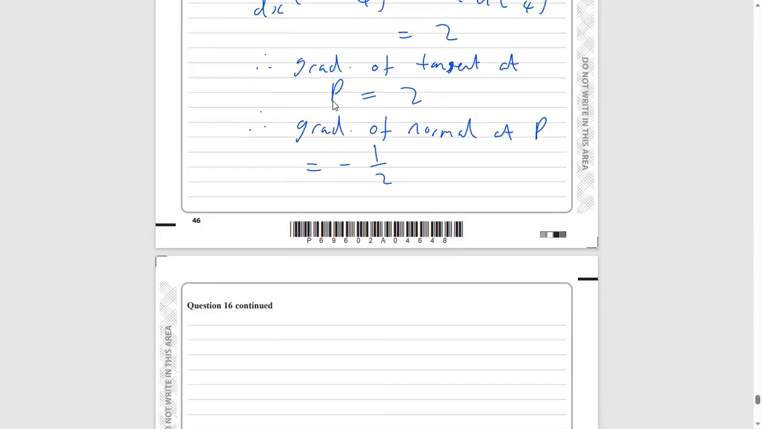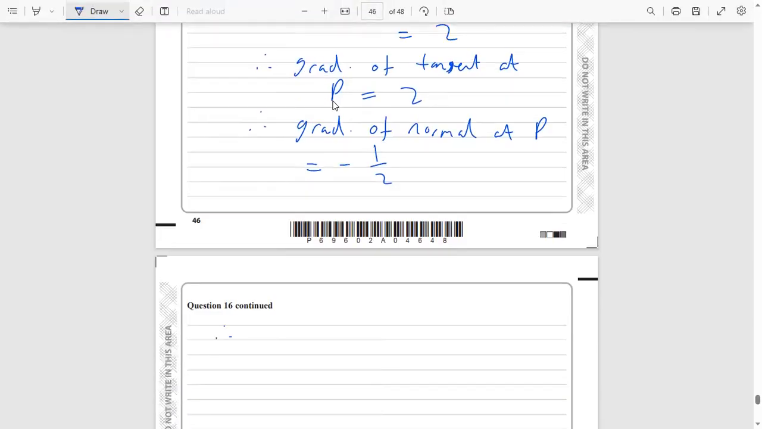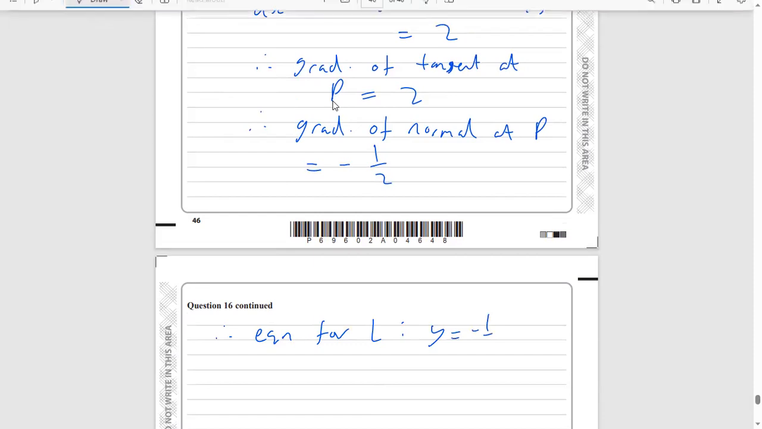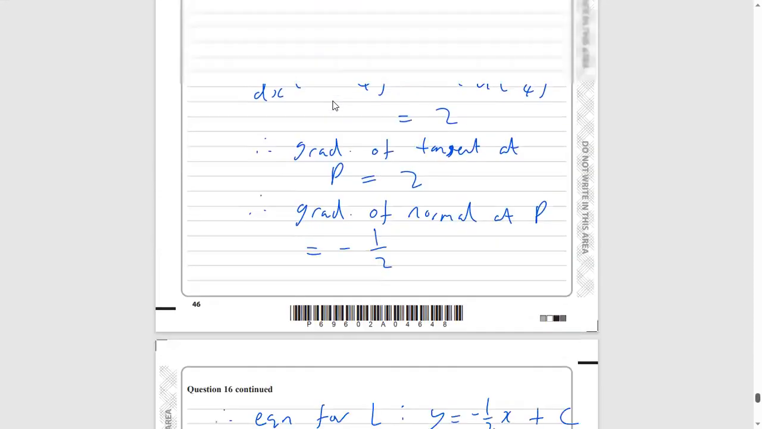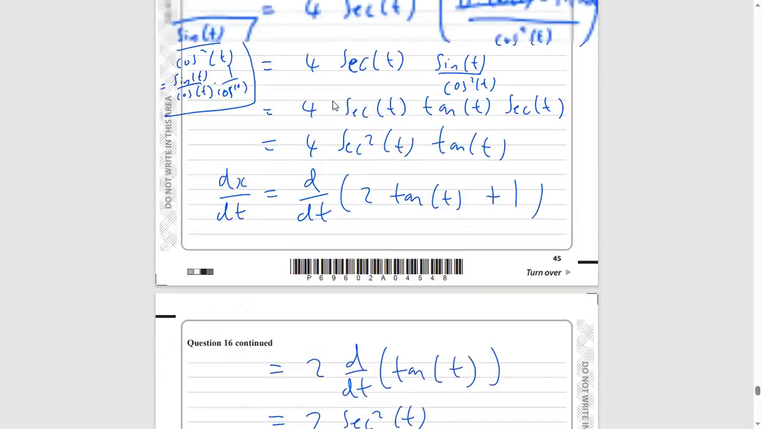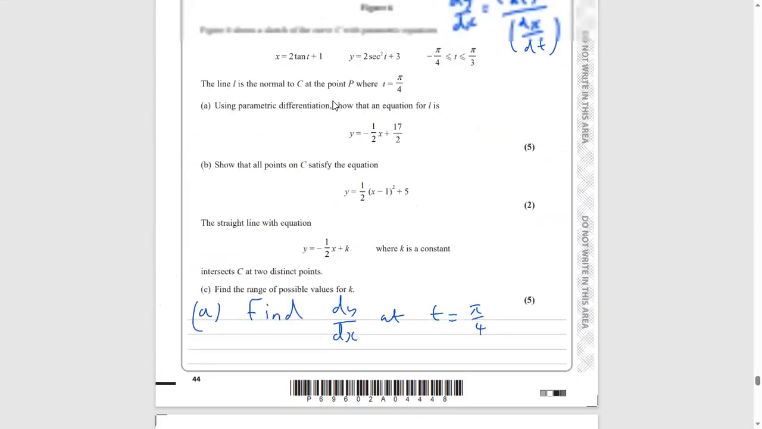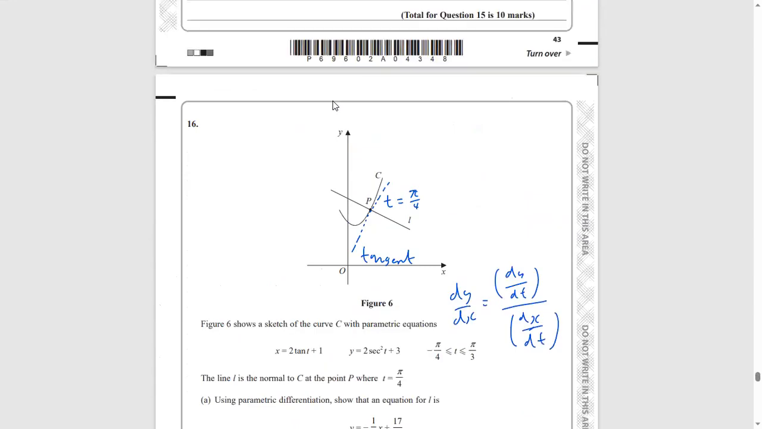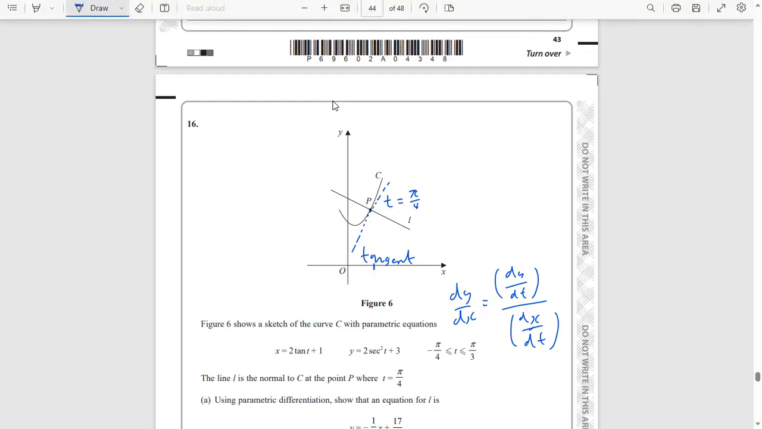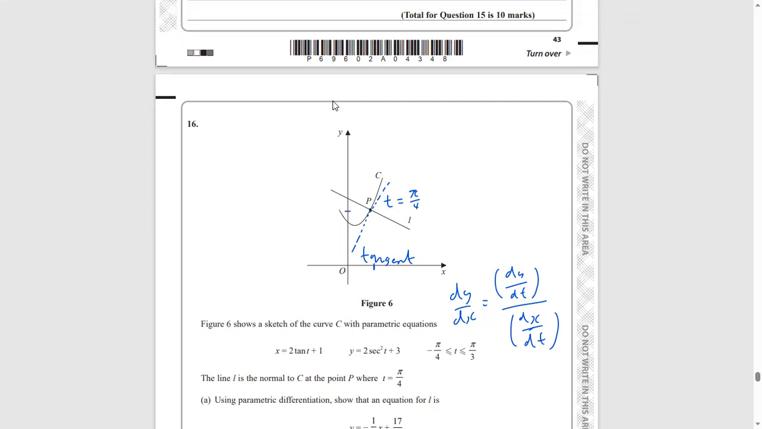Okay, so that means that the equation for this normal line L is going to be y equals negative a half x, and then plus some constant c at the end, which we don't know yet, this y-intercept value. So how are we going to get that y-intercept value? Well, we need to go back to the question. So we know that at this coordinate here, t is equal to pi over 4. So let's actually find out these x and y coordinates. What is the x coordinate there at P, and what is the y coordinate there at P?